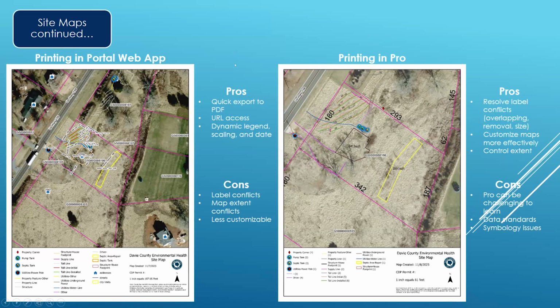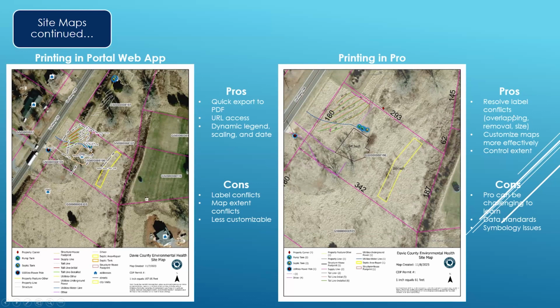Because you can set labeling conflict resolution options in Pro and publish that custom print widget to Portal, but those properties aren't kept, at least to my knowledge. So some of the pros in Portal: quick export to PDF, URL access, and dynamic legend, scaling and date. The cons, again, labeling conflicts, map extent conflicts, and it's less customizable.